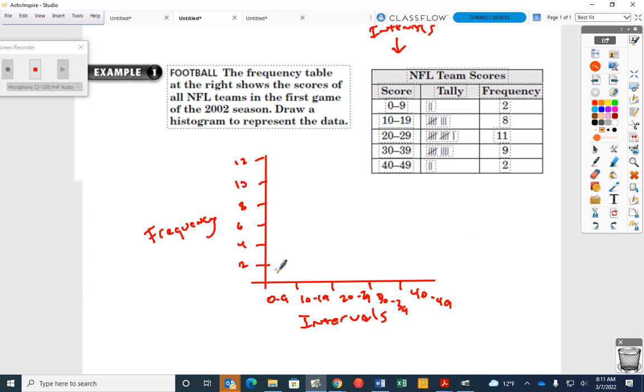Okay, and also, I'll do this in a different color. With a frequency table, your bars are going to touch, so they're going to share a side. From 10 to 19, what's it going to go up to? 8. So I'm going to move this up to 8 and draw it across. Wow, that was bad.